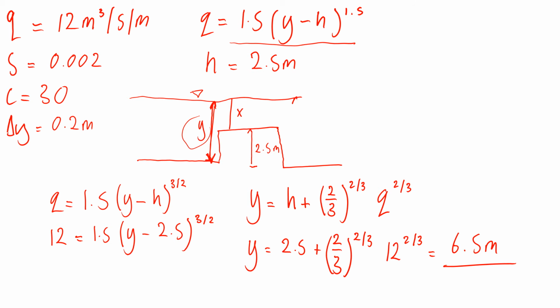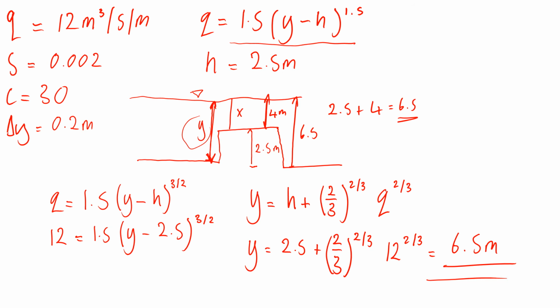So what it is saying is that the height is 6.5. It's 2.5 plus 4 equals 6.5. This height above the weir is 4 meters, and the sill height is 2.5 meters, and altogether y is 6.5 meters. That's the first thing you need to do in this question, work out what y is. Once you've worked out what y is, you can start using the direct step equation to do the one-step integration.